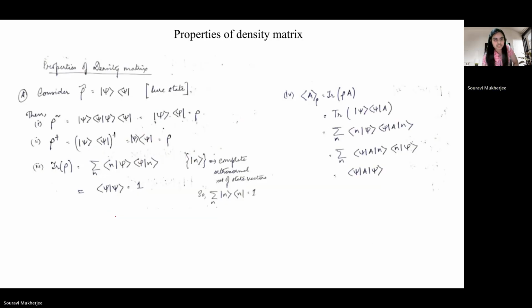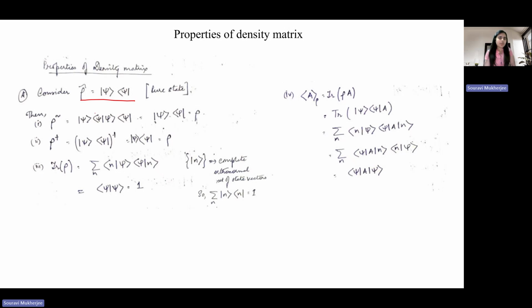Now, what are the different properties of the density matrix? The terms of the density matrix are associated with the probability of being in those different states. For a pure state, if the state is defined as psi, then the density matrix is given as the outer product of psi with itself, right?